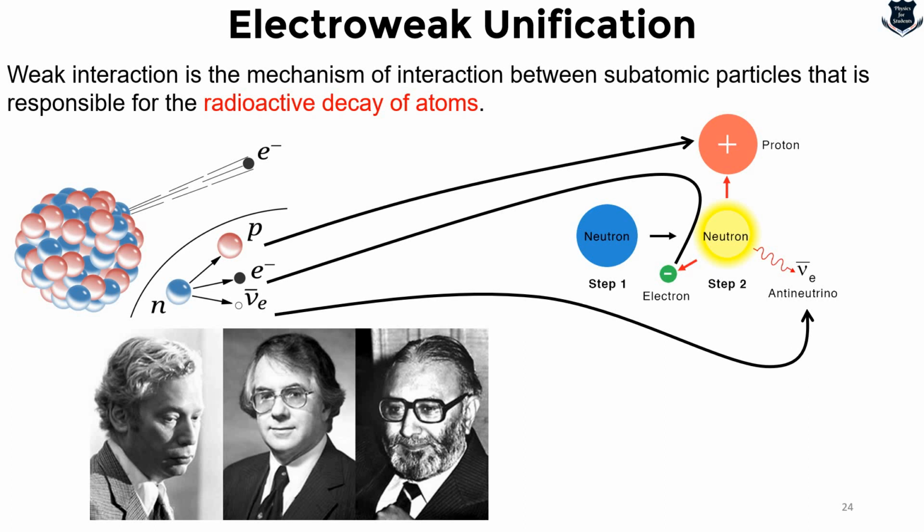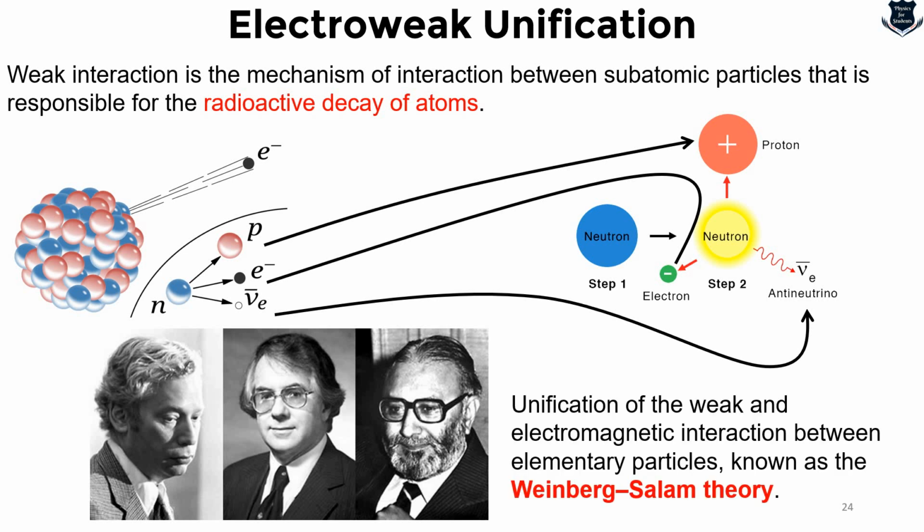So what we find from here is that these three gentlemen, Steven Weinberg on the left, Sheldon Glashow in the middle, and Abdus Salam on the right, actually showed that the electromagnetic and weak nuclear forces can be understood as a single interaction. Right? So the electroweak interaction is basically a fundamental force representing the unification of the electromagnetic and weak nuclear force. And these three physicists actually developed what is called the Weinberg-Salam theory.